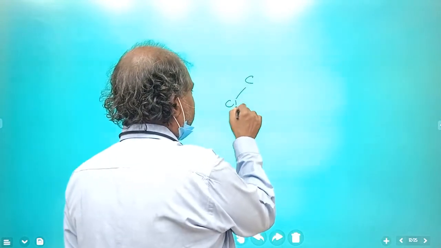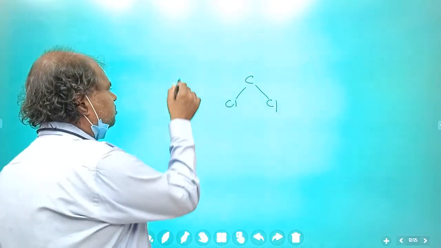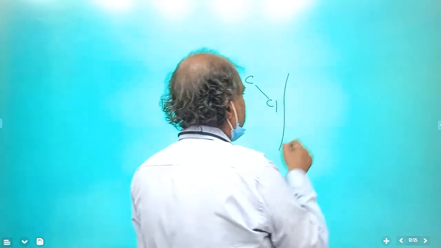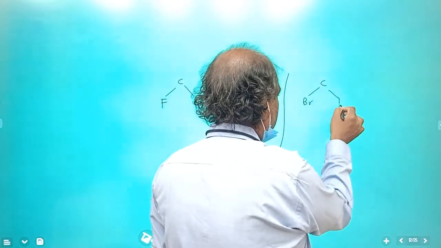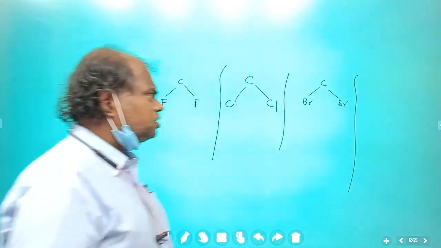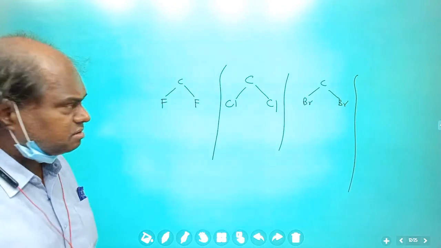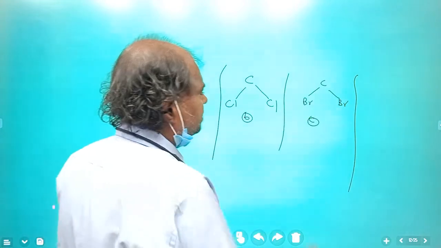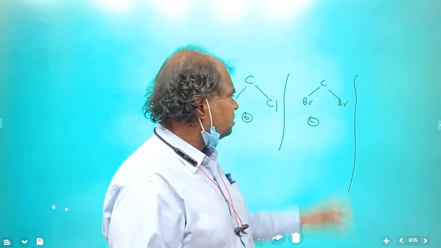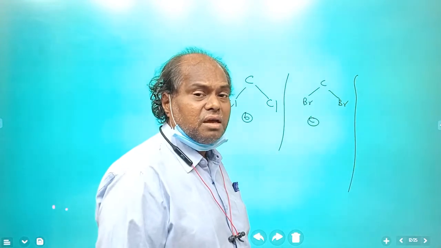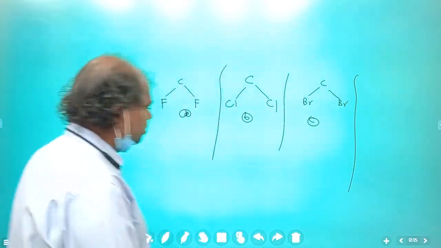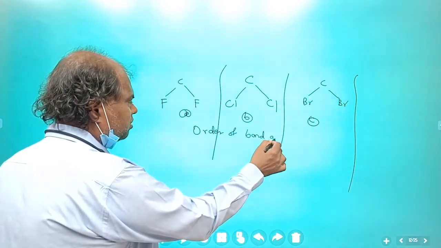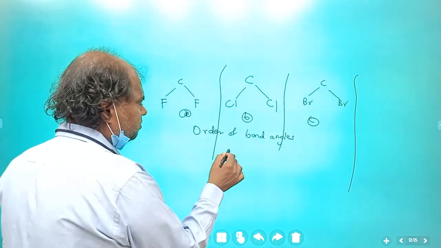Suppose I ask you which bond angle is higher, A, B, or C. Now you will see, it is very simple. This you can decide based on size effect. You see, bromine is very big in size. So therefore, what will be the order of bond angle? C will be the highest.